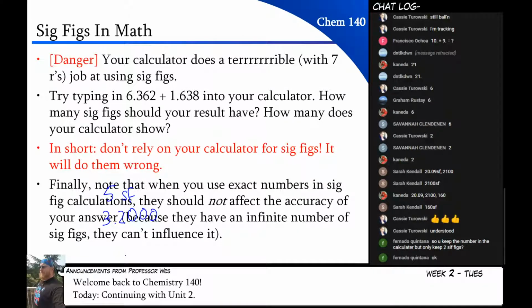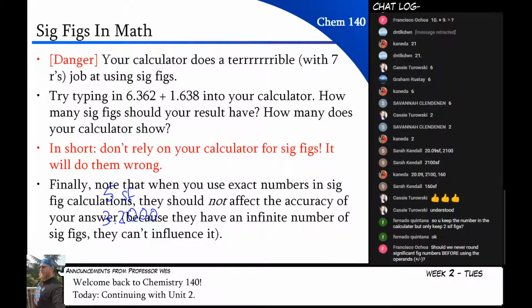If you ever use exact numbers, remember that exact numbers have infinite sig figs. So that means that if you're adding something to an infinite sig fig number, it's never going to affect it. So the other numbers will influence it.